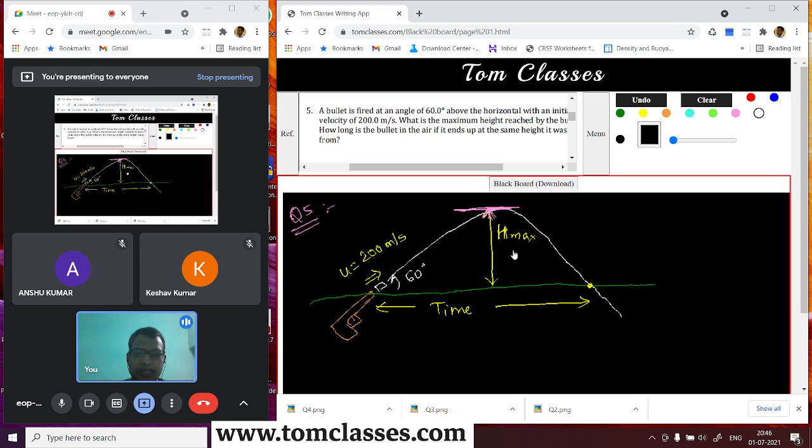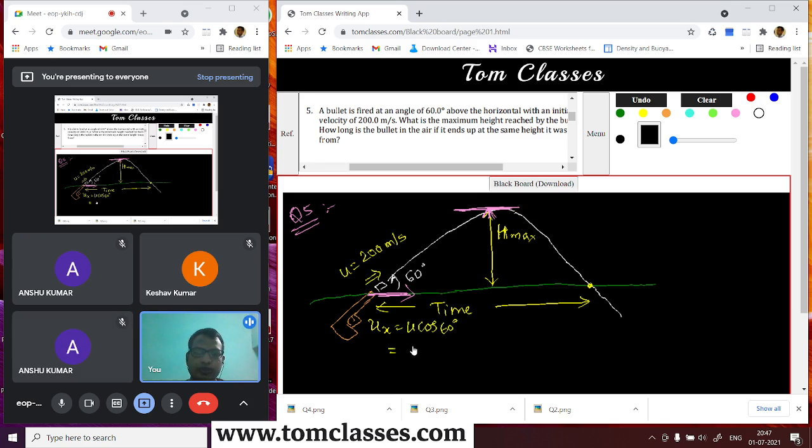So how to find H max? What is the formula for H max? Okay, so it will have two components, right? First thing is that it is going to have ux, that is u cos 60 degree, right? What is the cos 60 degree value? So this is 100 root 3.